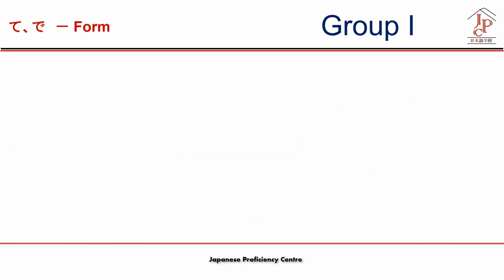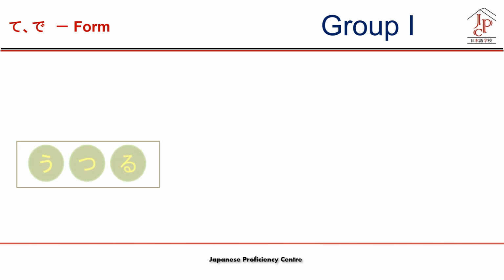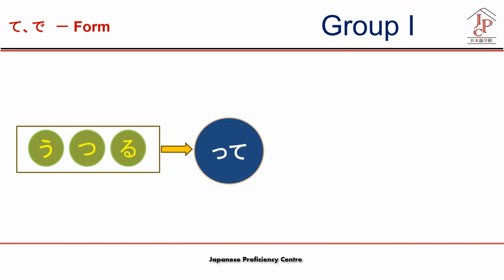Now let us see some examples from group 1. Let us pick up u, tsu, ru ending verbs. Okay, we know that it has to be replaced with tte, right? So let us pick up au. Au will become atte. The u gets dropped off and tte is added. So the te form of au is atte.